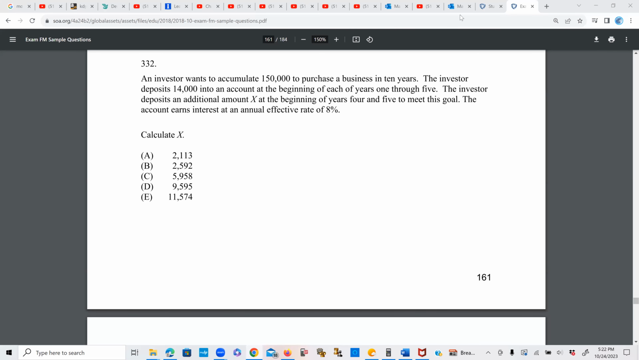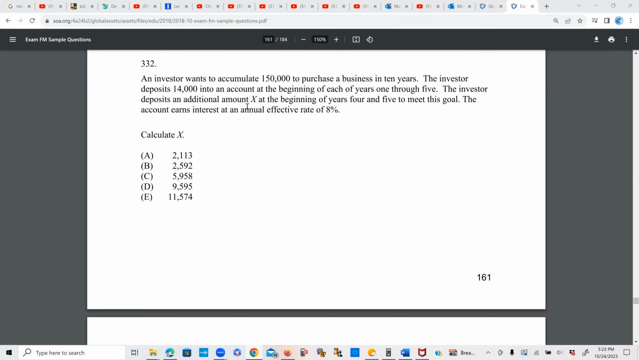An investor wants to accumulate 150,000 to purchase a business in 10 years. The investor deposits 14,000 into an account at the beginning of each of years 1 through 5. The investor deposits an additional X at the beginning of years 4 and 5 to meet this goal. The account earns annual effective 8%. Calculate X.